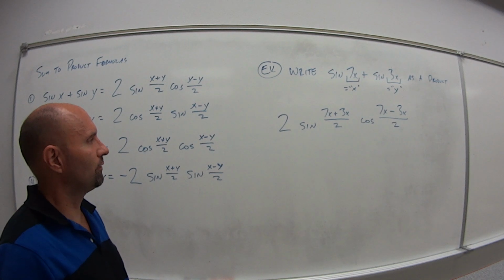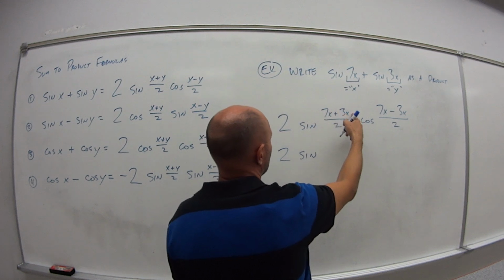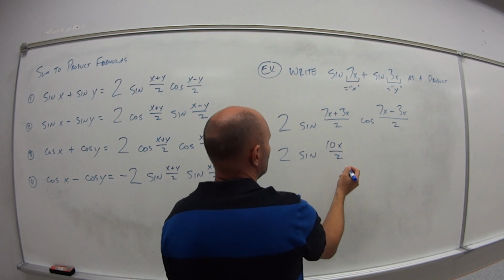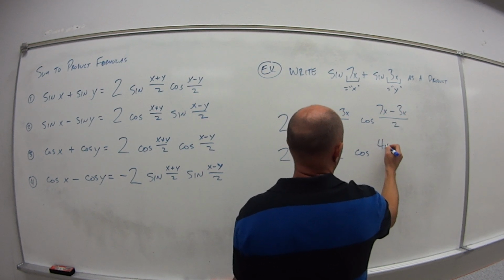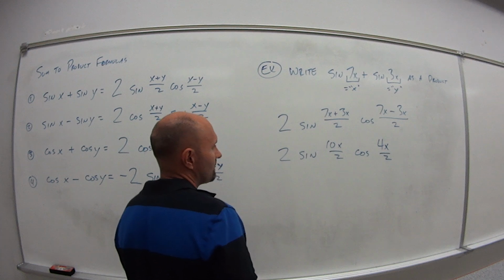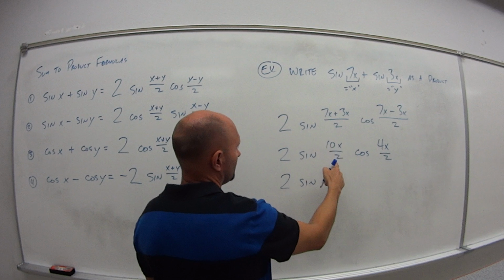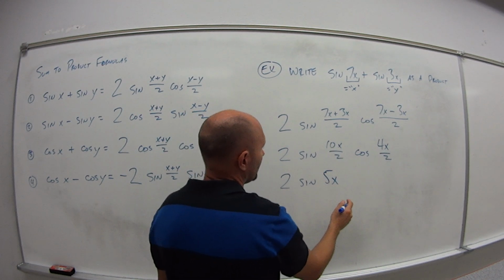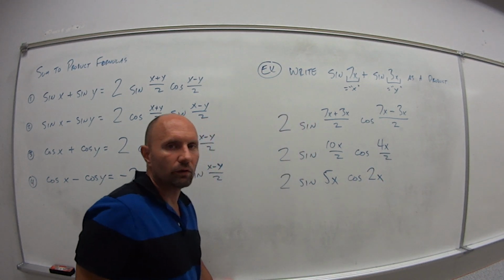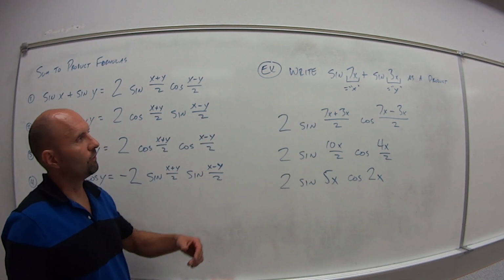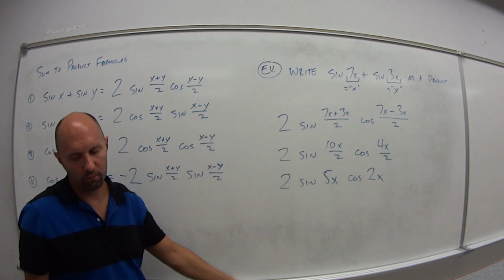And then it's a matter of arithmetic, combining everything, so we get 2 sine of 7x plus 3x is 10x, all over 2, cosine of 7x minus 3x is 4x, over 2. And then simplify these, so 2 sine of 10x divided by 2 is 5x, cosine of 4x divided by 2 is 2x. So again, it really comes down to what your x and y values are, plug them into the formula, and crunch numbers.